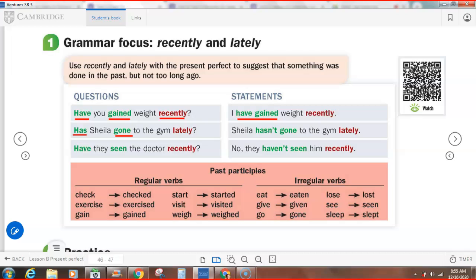Can you answer the question? Sheila hasn't gone to the gym lately. Good. And let's read the next one. Have they seen the doctor recently?